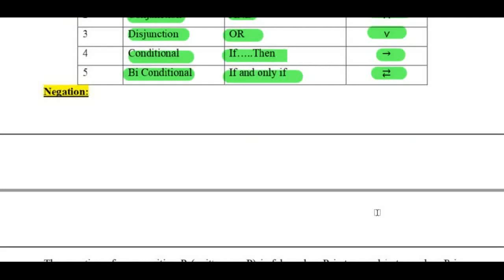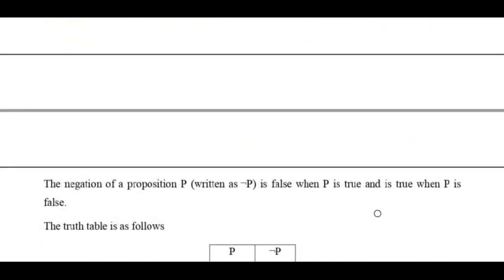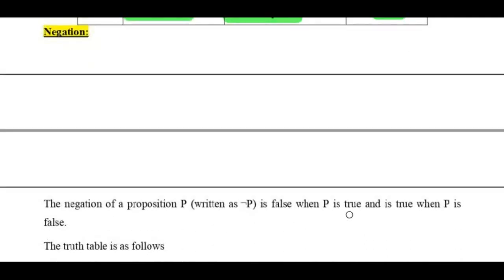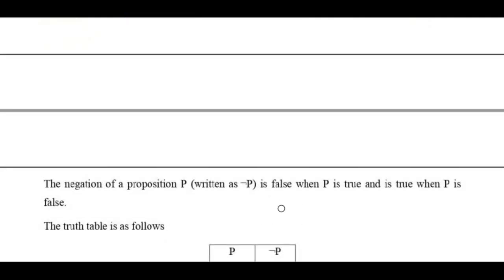So now we see the first definition. What is meant by negation? Negation is this: if the given statement is true, then the negation of the given statement is false. For example, let us consider the given statement P, and let us consider that P is true. So what is the negation of P? Negation of P is false. Which is read as negation P.